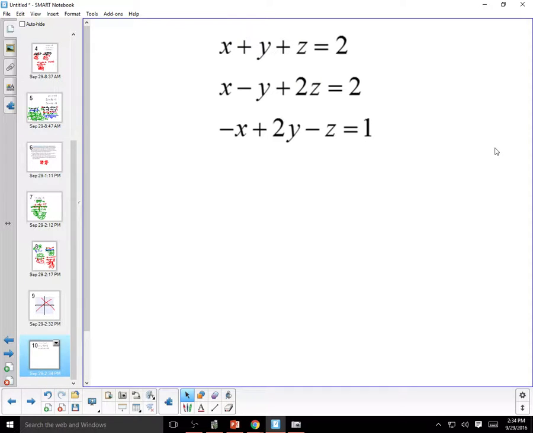So here's what I like to do first. I like to take a look and see if any of them are already opposites of each other. And as I look at this, I notice that the two top ones have a positive x, and the bottom one has a negative x. That's ideal. Because, here's what you're going to have to do.